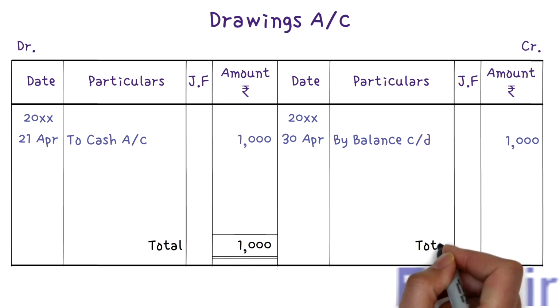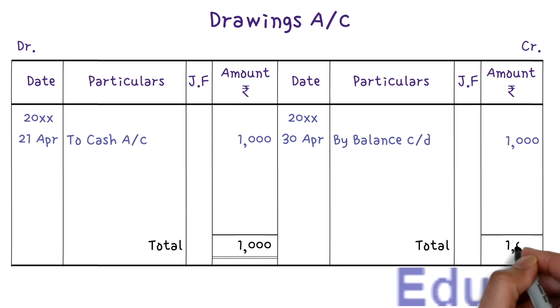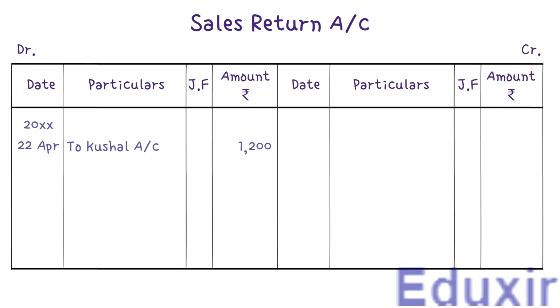And the total on the credit side is 1000 rupees. So now the drawings account is balanced. Let us now take up the sales return account.